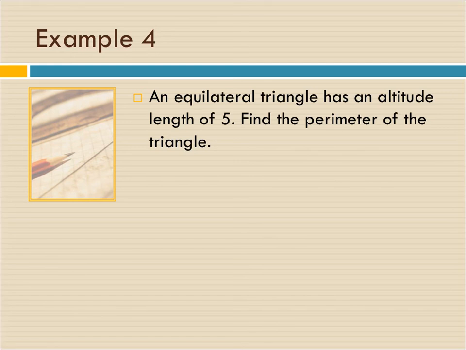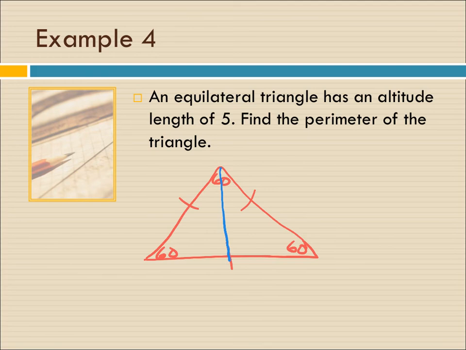One more application. So again, if a picture is not provided, draw yourself one. So I'm going to draw an equilateral triangle. Now, remember, an equilateral triangle, all 3 sides are the same. Also, in an equilateral triangle, it's also equiangular, and each one of these angles is also 60 degrees. It's telling me that this equilateral triangle has an altitude, so I'll draw the altitude down, length of 5. So now, remember an altitude is always the perpendicular segment from the vertex to the side across.